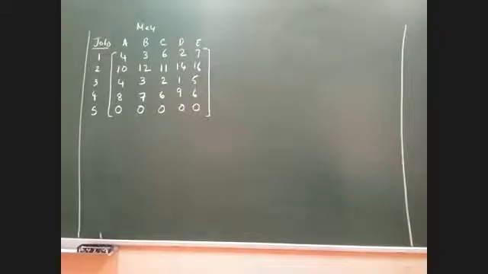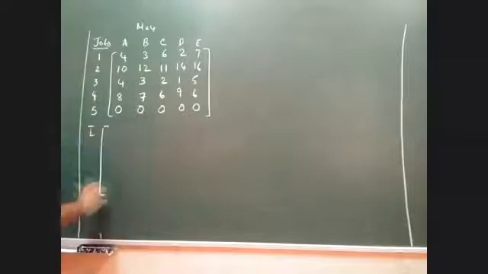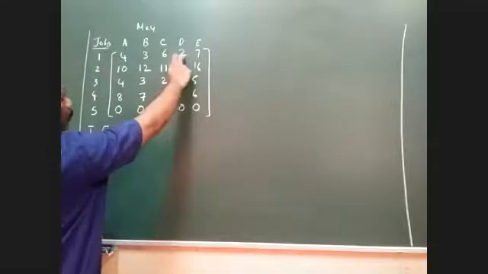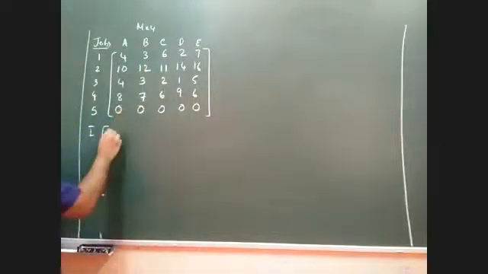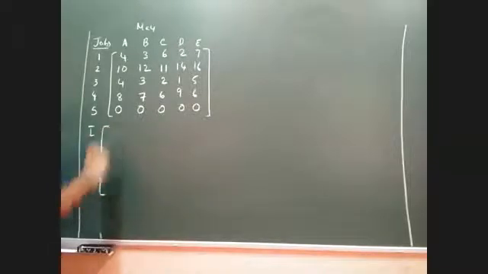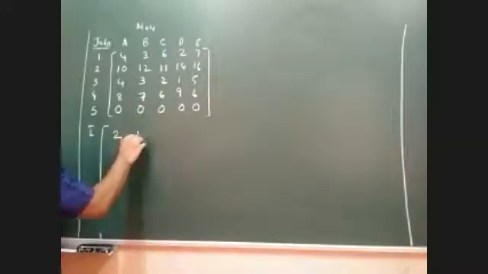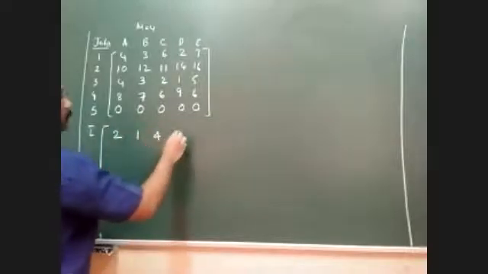I want you to please help me in solving this problem so that we quickly solve the question. Step number 1. What is the first step? We are supposed to do row subtraction. Identify the lowest value in each row and subtract it from the entire row. If you look at the first row, the lowest value happens to be 2. How much do we get after subtraction? What are the values we get in the row subtraction? 2, 1, 4, 4, 0, 5.